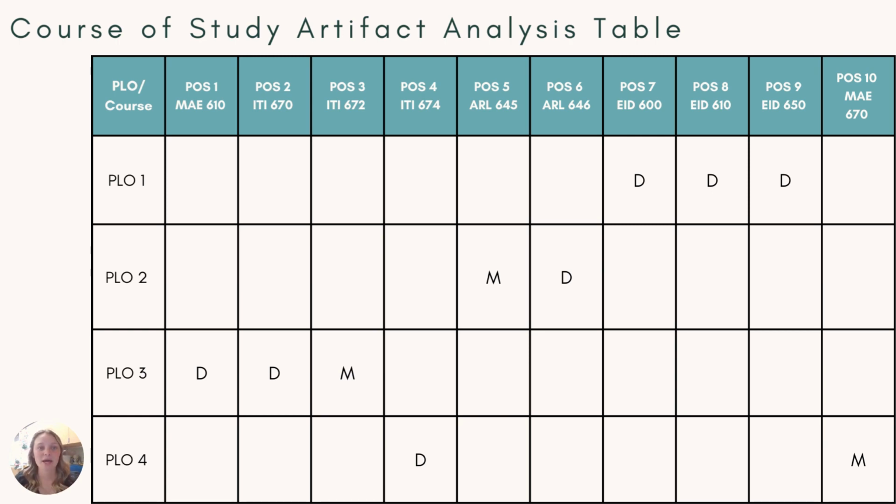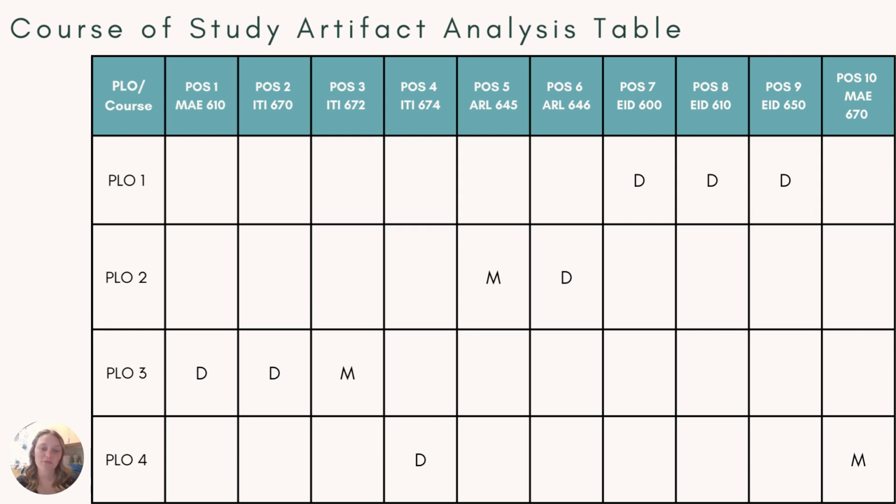My last SEL course was ITI 674, Research in Social Emotional Learning. And for this, my artifact was a research proposal, and it aligned with PLO 4. And then I started my reading courses. My first one was ARL 645, and that was Developing Fluency in Reading. For this, my artifact was a fluency lesson plan, and that aligned with PLO 2.